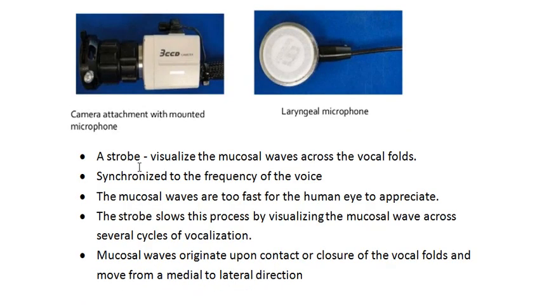So what is a strobe? It visualizes the mucosal wave across the vocal folds, synchronized to the frequency of the voice. These mucosal waves are too fast to be visualized by the human eye. That's why the laryngeal microphone is used to capture this wave pattern. The strobe slows this process by visualizing the mucosal wave across several cycles of vocalization.